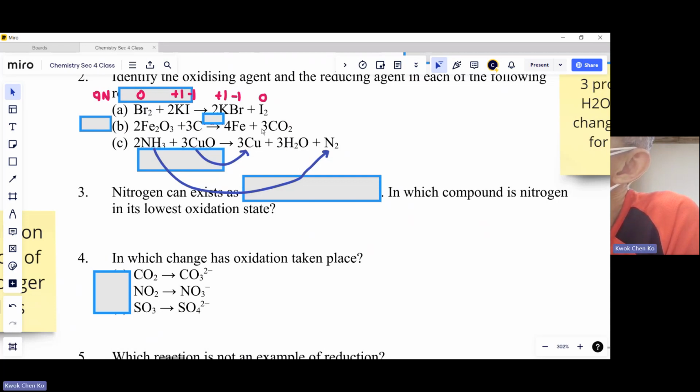No, the thing is, remember C is carbon, which is the element itself. So ON for carbon should be 0, right? And then, of course, for this one, I can also pair them up, no? This pair with this, pair with this. And then you can tell that this has gained oxygen and this one has lost oxygen. Without using ON, you can also work like that. But you have to pair correctly, of course.